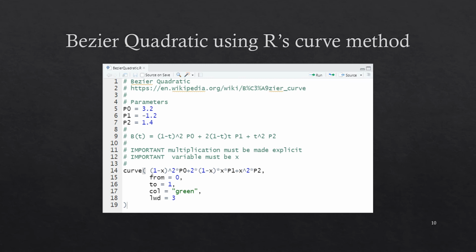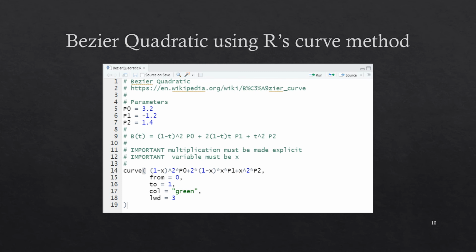Again, I replaced the t with an x, and then I have to say asterisk p0. Previously the multiplication was implied, but I must make it explicit, and then plus 2 asterisk parenthesis 1 minus x close parenthesis asterisk x asterisk p1. Again, all multiplications must be explicit, plus x caret 2 star, I often just call it star instead of asterisk, p2. So that was the function. The variable must be x, and multiplications must be explicit.